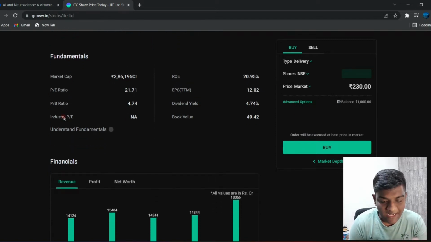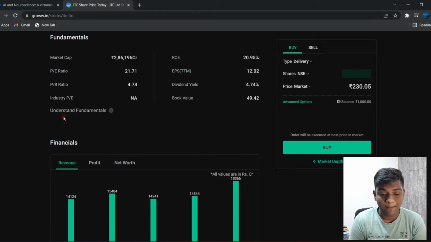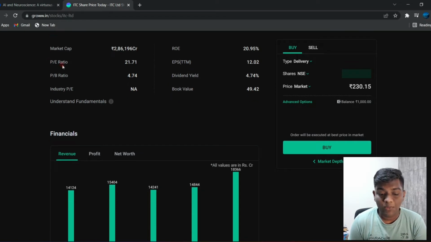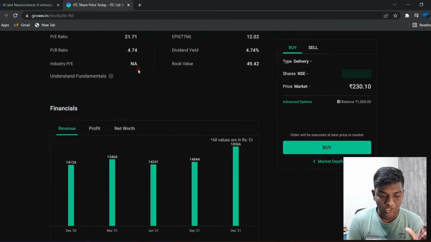So the market cap is 286,196. So surely ITC is a large cap and it's a hugely profitable company. It's a debt-free company and a lot. And the PE ratio is 21.71. So the PE ratio, if it is more than 3, it's almost evident that the company is running with its own money and not because of debts. So that's the thing. And the PB ratio is also fine.